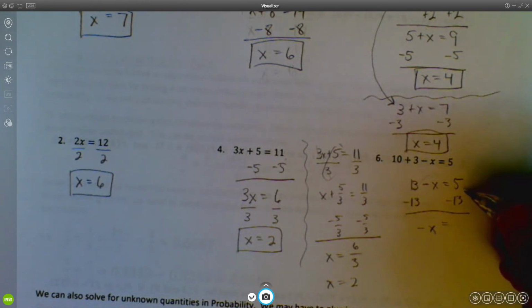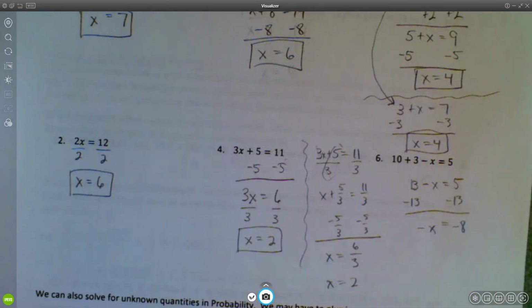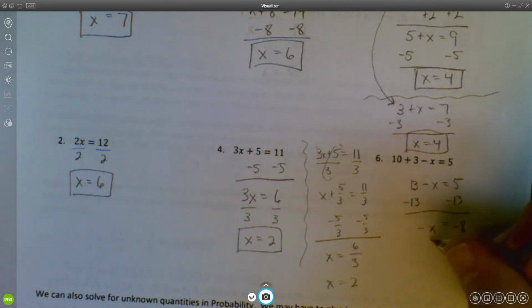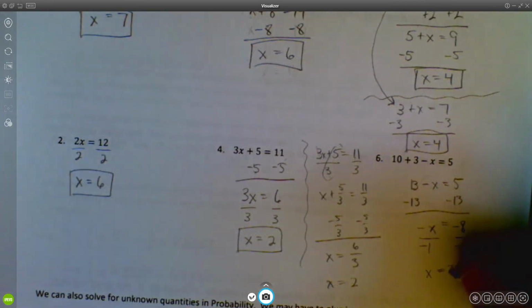And I'll get a negative, what would this be? 13, 12, 11, 10, 9, 8, negative 8 on the right. Now I've solved for negative x, but I don't want to solve for negative x, I want to solve for positive x. So I finish by dividing by negative 1, and I get x equals 8.